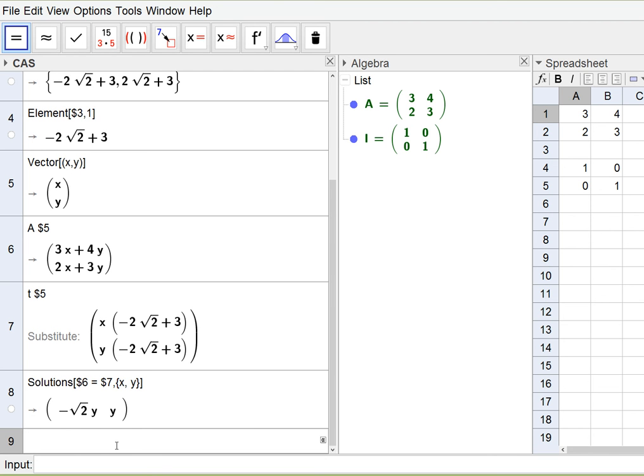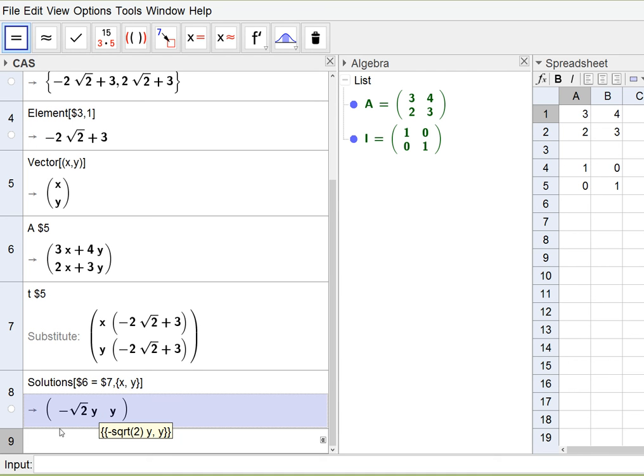X is negative 2 times the square root of y, and y is just y. So if I pick a value for y, I can get a vector that is an eigenvector associated with that eigenvalue. A convenient value to pick is 1. Notice we can't pick 0 because we need a non-zero vector for an eigenvector.